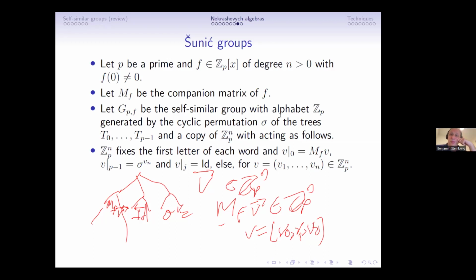So my vector v does not move the top trees. On the first tree, it's going to do whatever the vector MF v does. On the second tree, it does the identity. And on the third tree, it does the cyclic permutation, but the number of times it does it is whatever its last coordinate says to do. So in particular, notice this guy does do something. It moves this tree around. And this guy here will eventually move somebody, because eventually there's some subtree where it's going to do something like that. So that's kind of how it works.